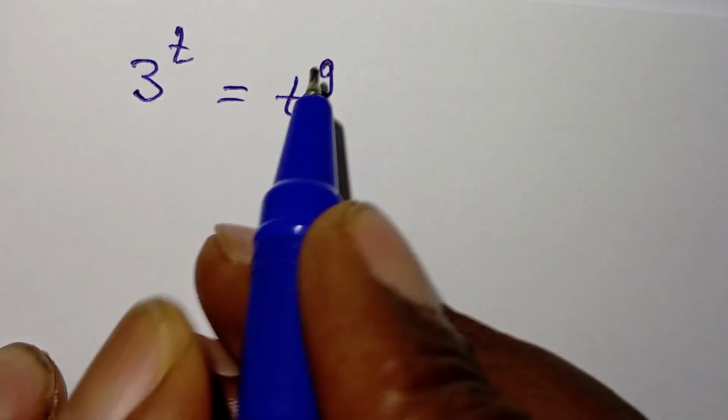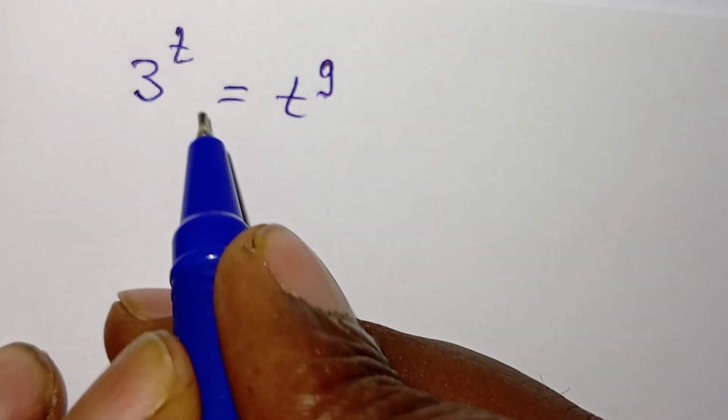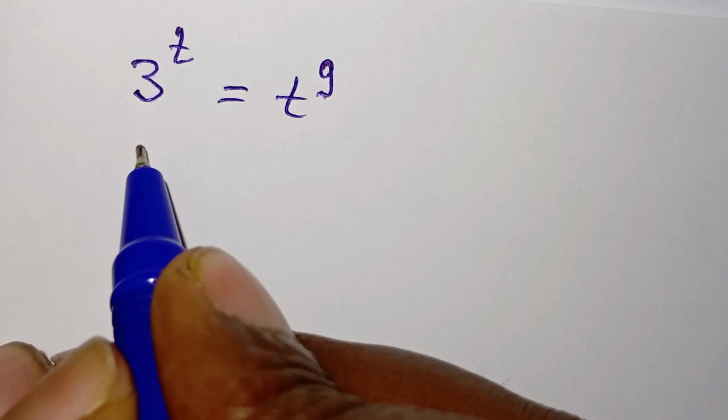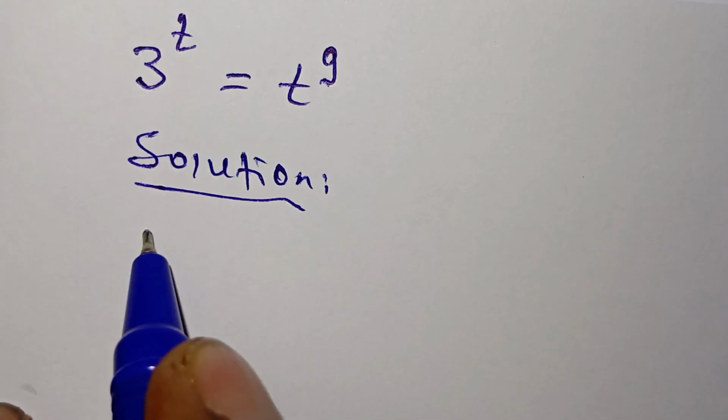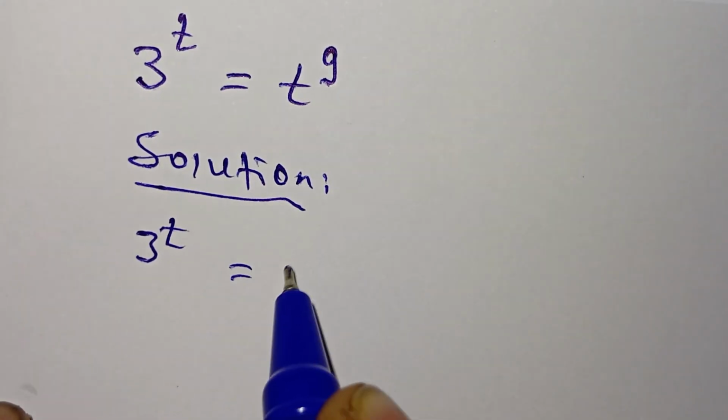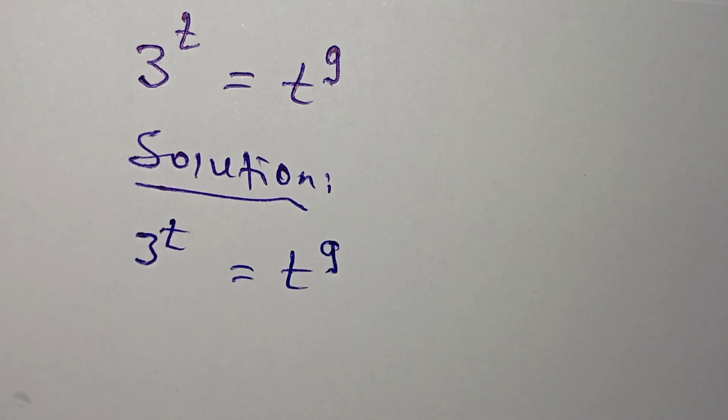Hi everybody, how to solve this? 3 to the power of t is equal to t to the power of 9. So this is the solution: 3 to the power of t is equal to t to the power of 9.